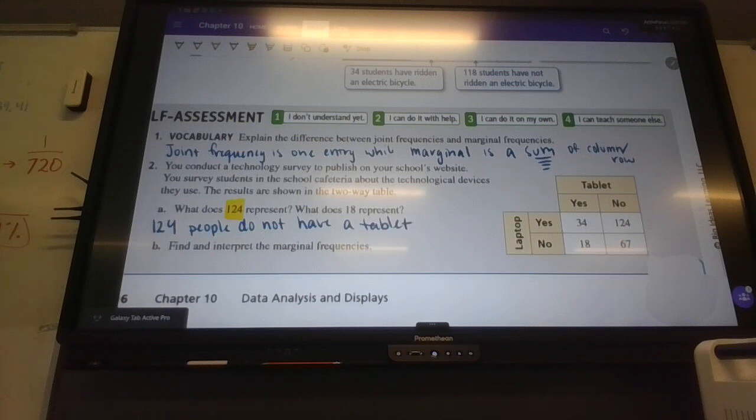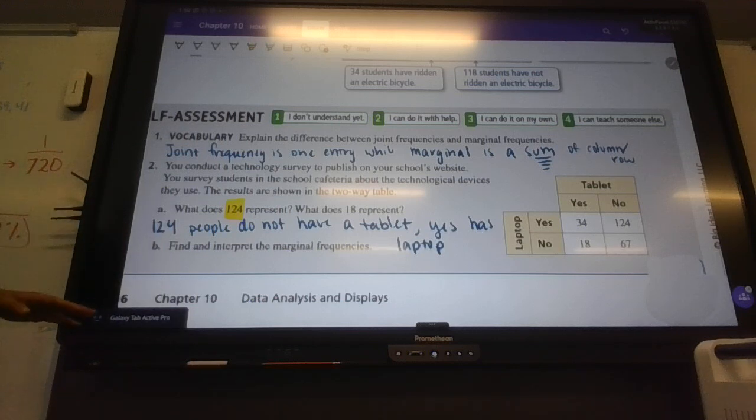That number is called a joint frequency. Joint typically means it's joining two things together. So it has another meaning. It's not just no tablet. What else is it? It's do not have a tablet. Yes, has a laptop. That's why it's called a joint frequency.